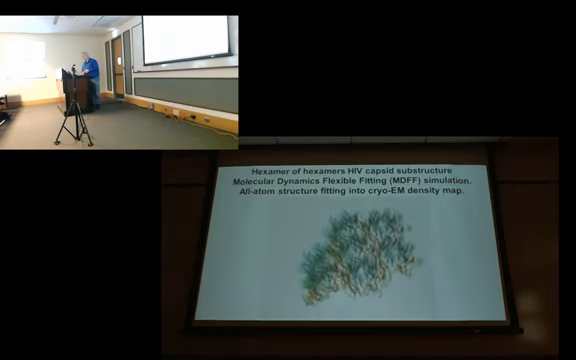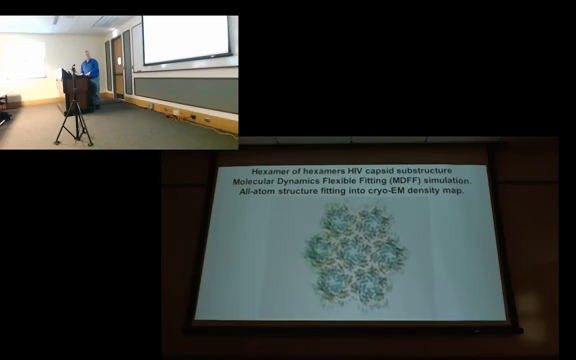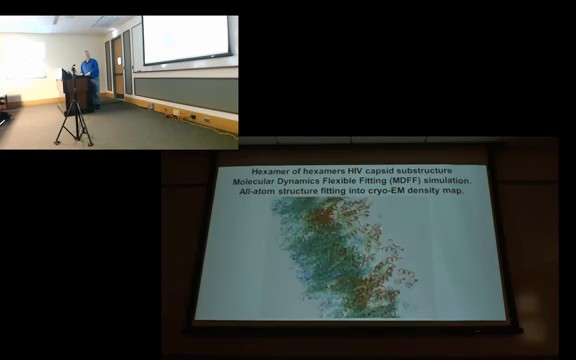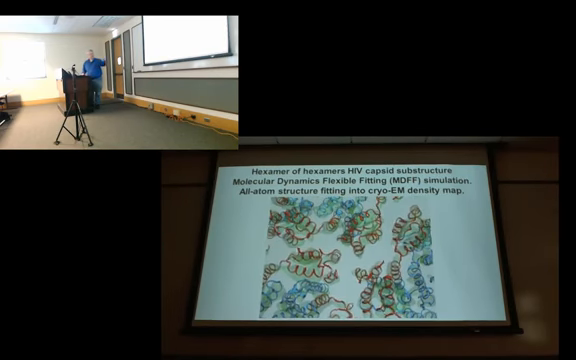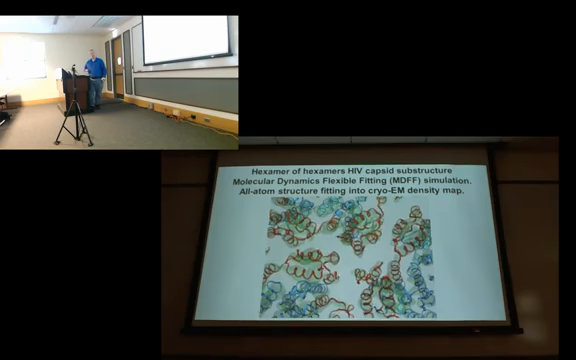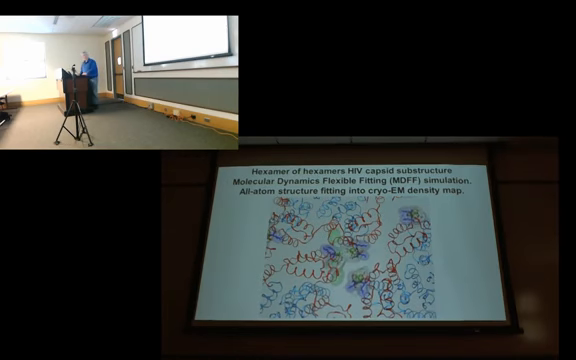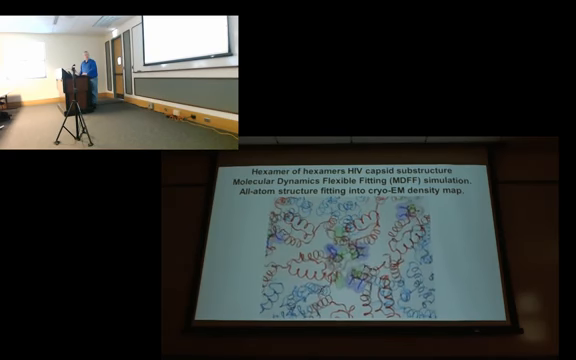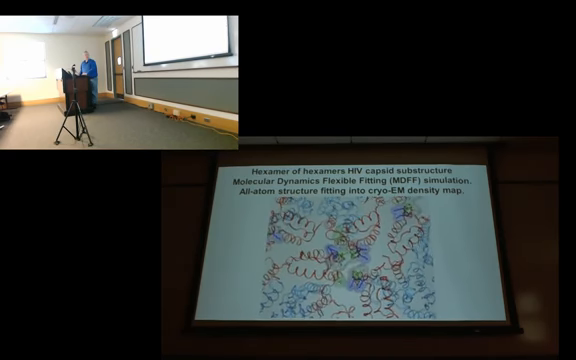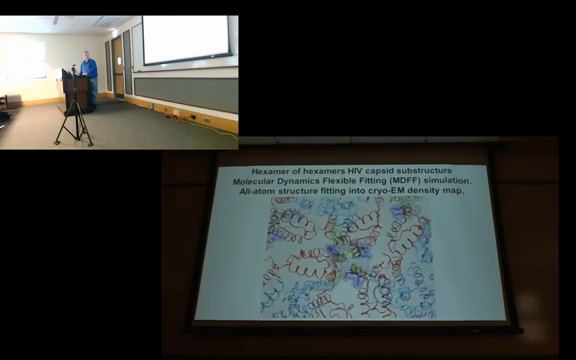And this is another example of such a thing. This is a hexameric subunit of the HIV capsid. And you can see that as it's undergoing simulation, the atomic structure is being docked into the experimental density map. So this is just another one of these kinds of examples.